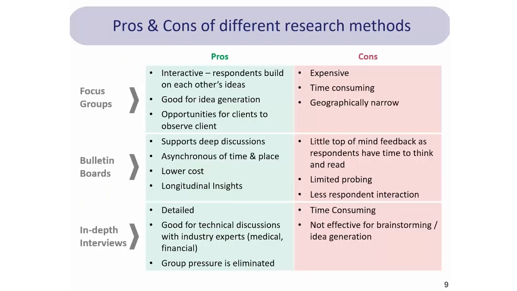So let's look at a really quick pros and cons of different types of research methods. So I just picked 3 main ones: focus groups, bulletin boards, and the in-depth interviews or IDIs. So focus groups, pros: very interactive. Respondents really can build on each other's ideas. It's great for brainstorming or idea generation.